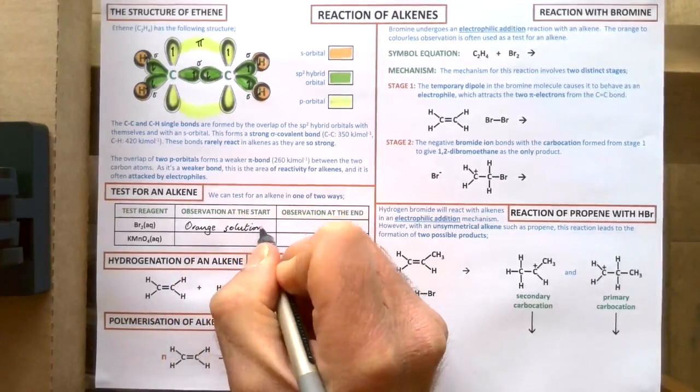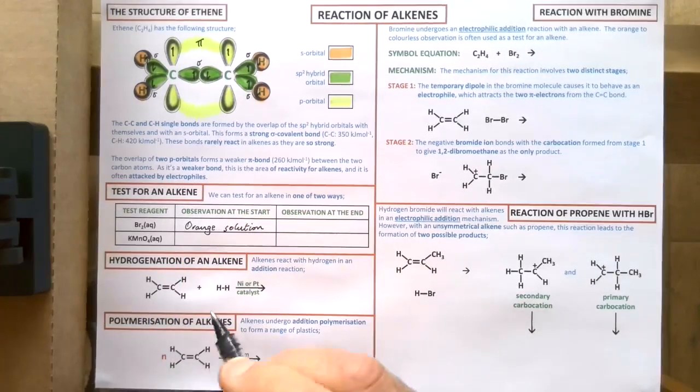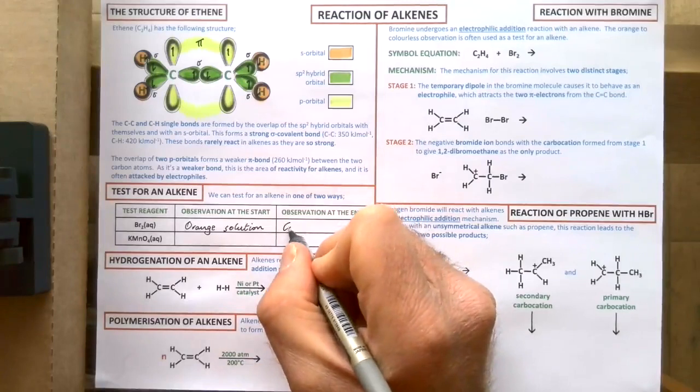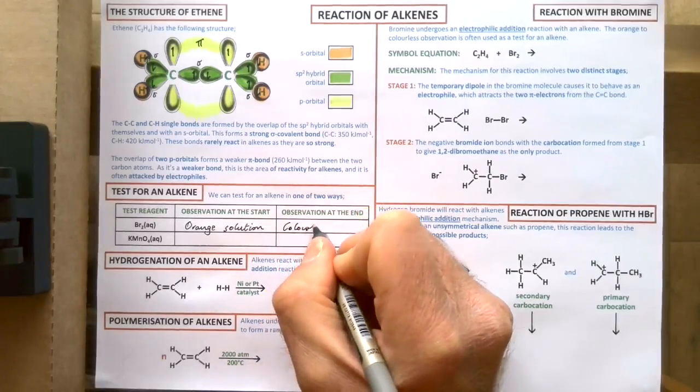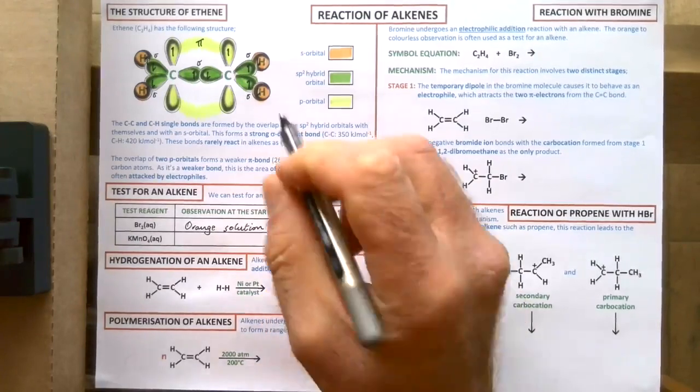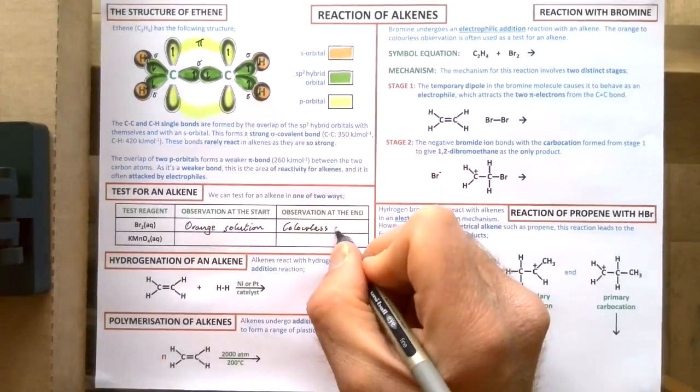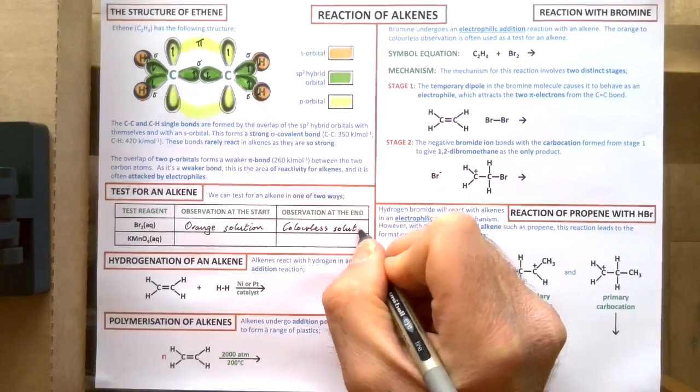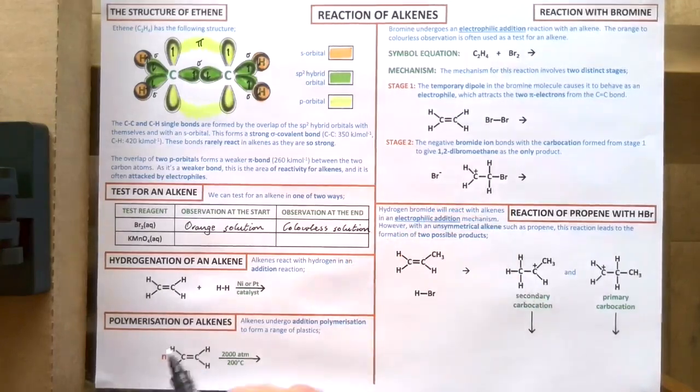If you take this orange solution and you add it to an alkene, it will become a colourless solution as the bromine reacts with the pi bond in the alkene. And that's a very easy way to detect the presence of a double bond just by adding bromine water and losing that colour.